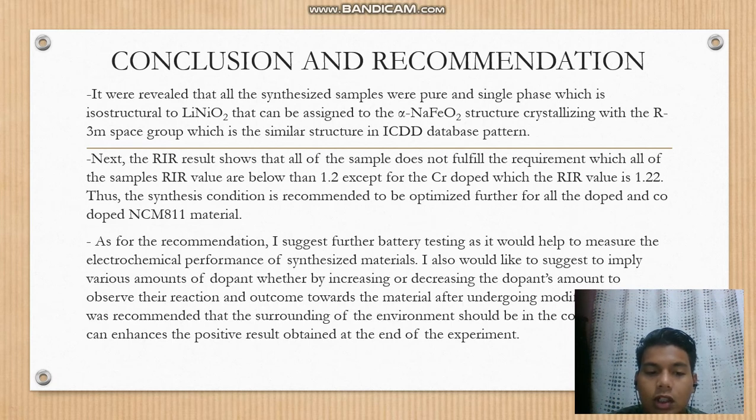Lastly, it was recommended that the surrounding environment should be in the correct condition, which can enhance the positive results obtained at the end of the experiment.